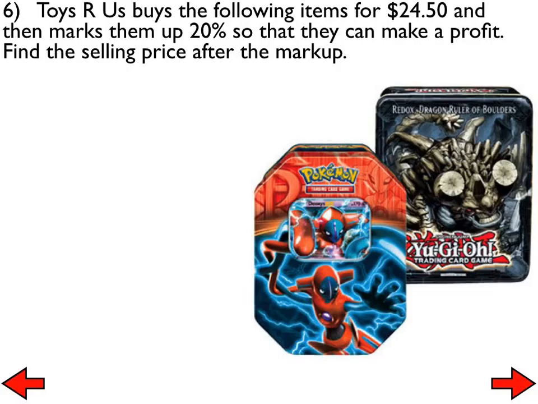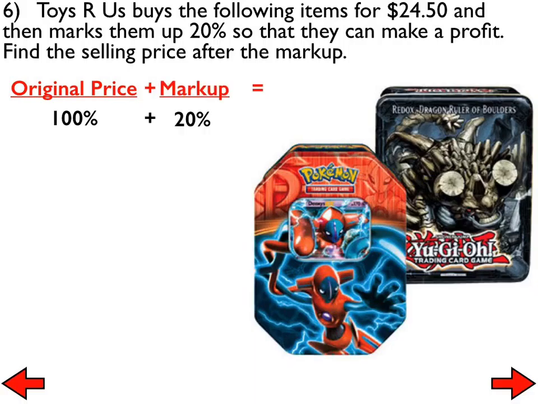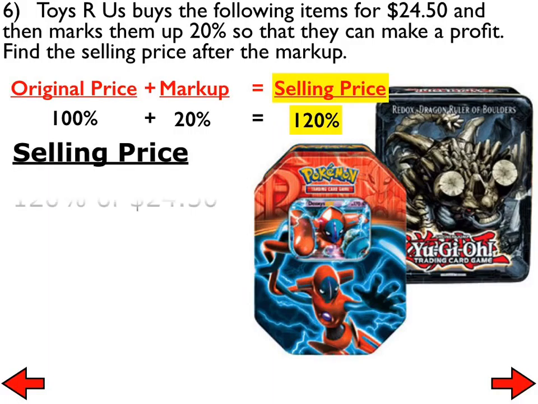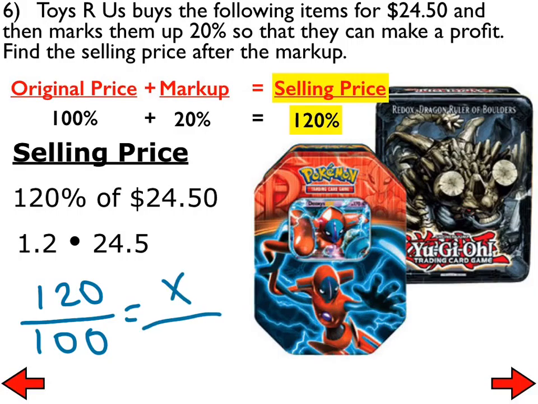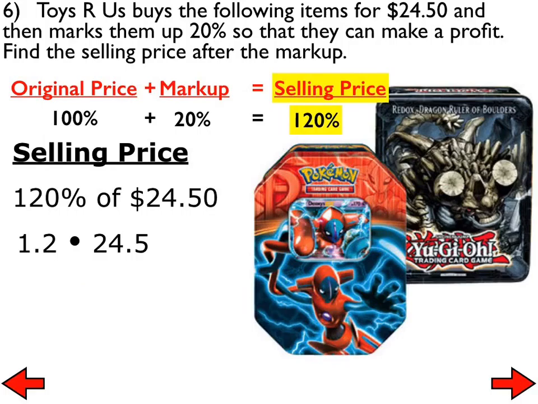Go ahead and do this one. Add it first. Original price plus markup means you're paying 120%. So 120% as a decimal would be 1.2, 1.20 times 24.50. As a proportion, you're still using the 120%. And we're trying to find the after price. That's this one. So before is the 24.50. Either way. Final answer? Go ahead.